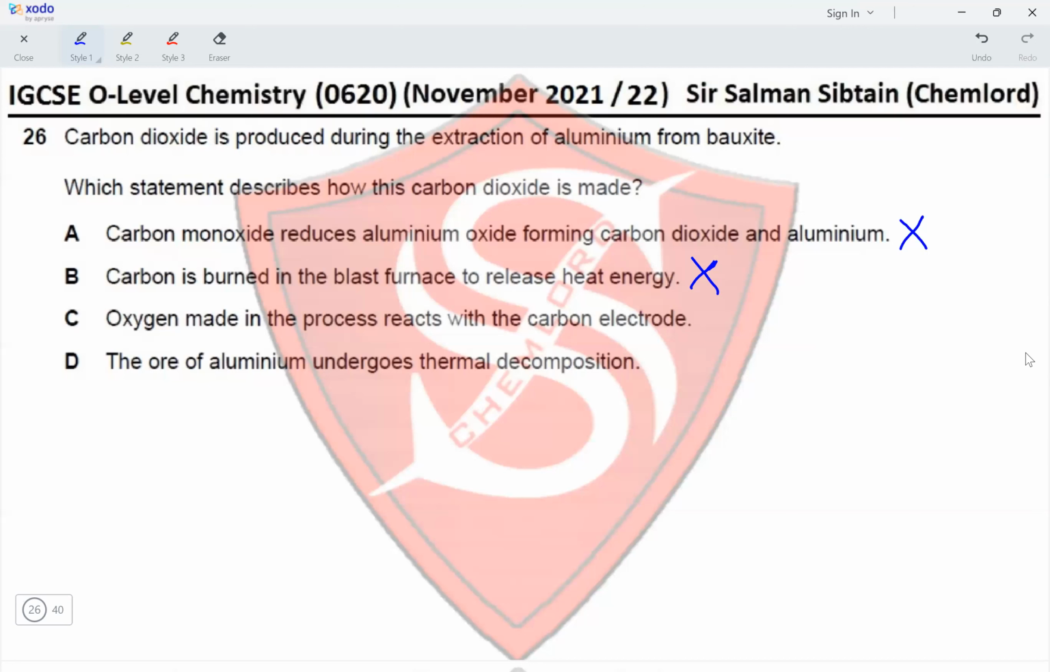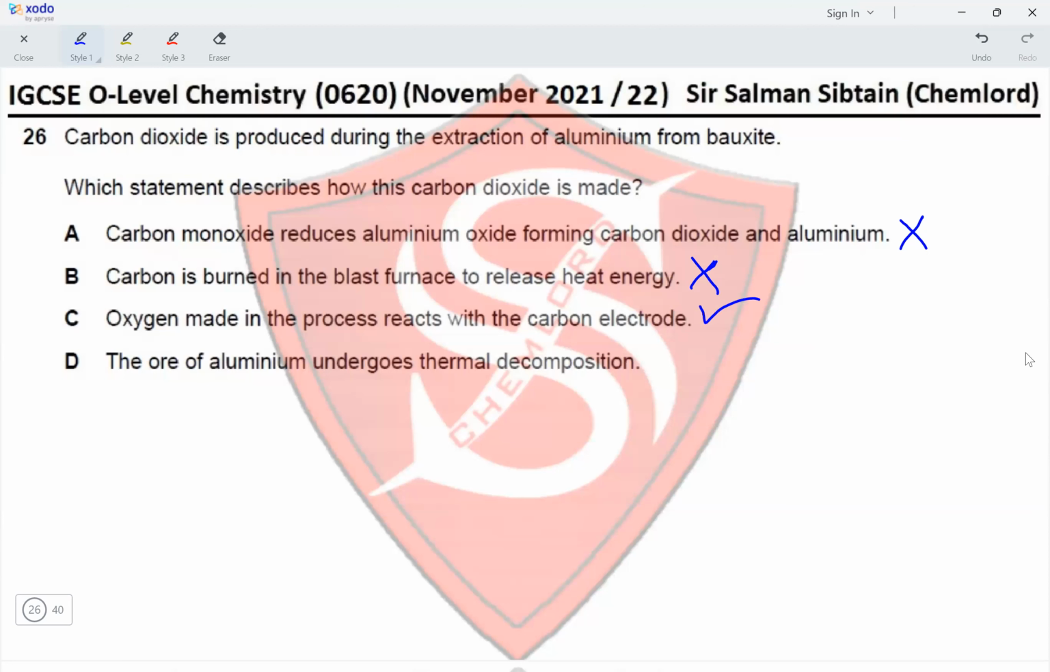Oxygen made in the process reacts with the carbon electrode. Yes, the anode is made up of carbon. Oxygen gas that is produced at the anode, at the temperatures being used, reacts with the carbon anode and burns them away as carbon dioxide. Thus, the carbon blocks of the anode need constant replacement. So this is correct.